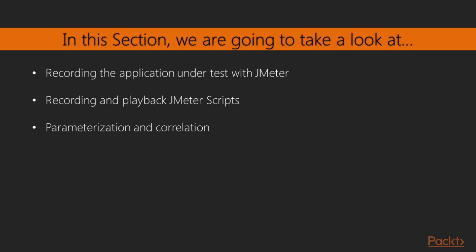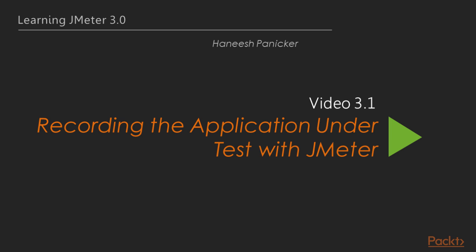In section 3, we will be covering three topics, and those are Topic 1, recording the application under test with jMeter. Topic 2, record and playback jMeter scripts. Topic 3, parameterization and correlation. Let us start with topic 1, recording the application under test with jMeter.